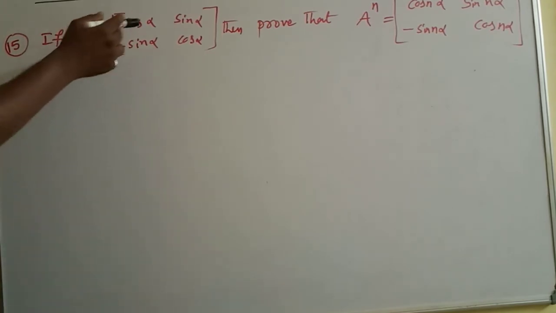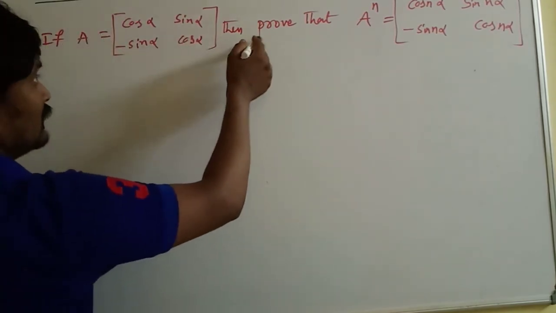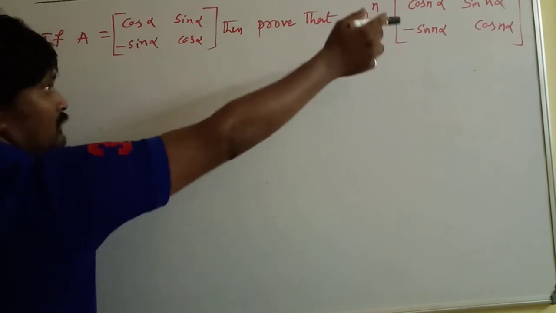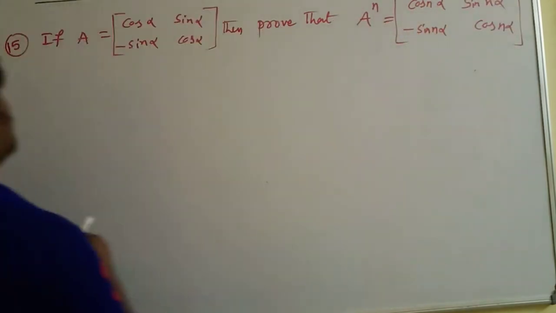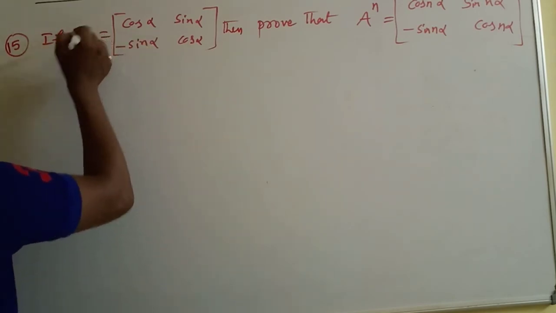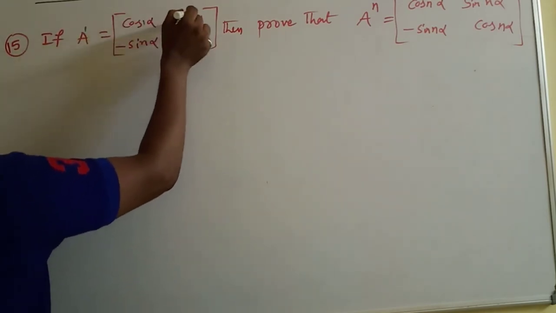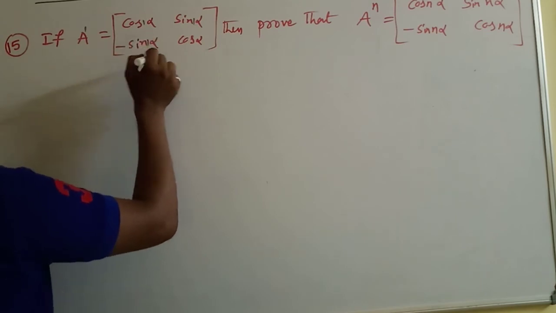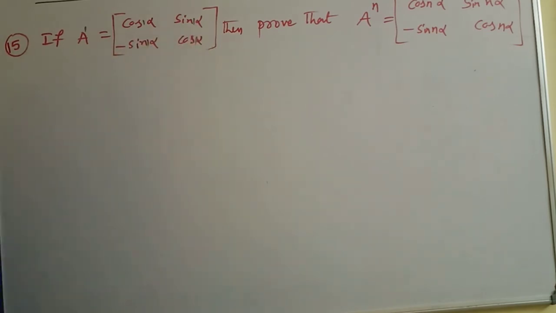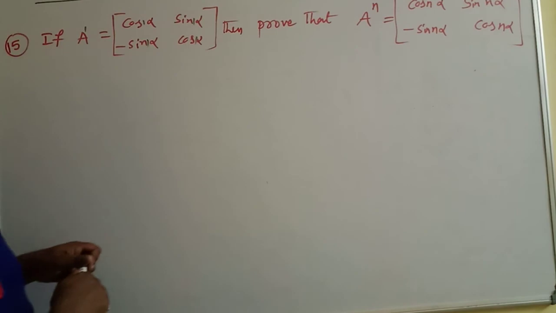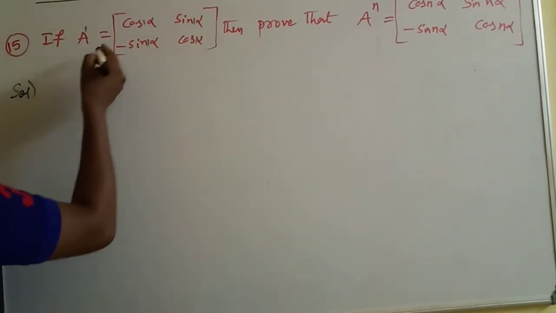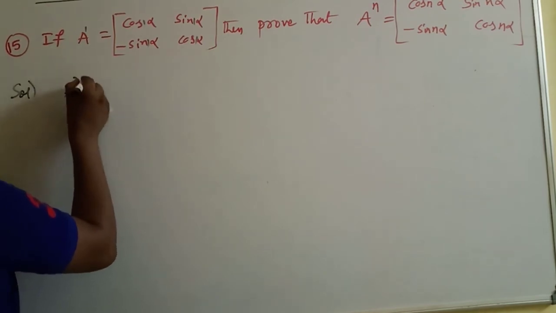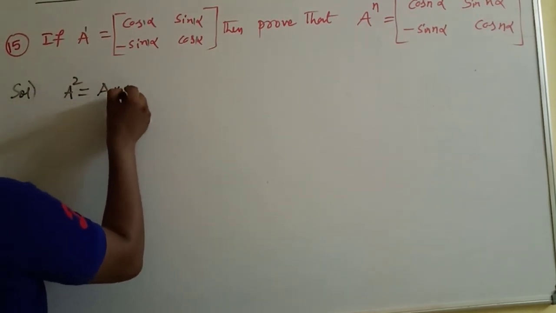If A is equal to cos alpha, sin alpha, minus sin alpha, cos alpha, then prove that A power n is equal to cos n alpha, sin n alpha, minus sin n alpha, cos n alpha. So here it is just like A power 1, with cos 1 alpha, sin 1 alpha, minus sin 1 alpha, cos 1 alpha. Now I need to prove what A power n is. For that, the solution is very simple. A square you already know, find it first. A square means A into A.